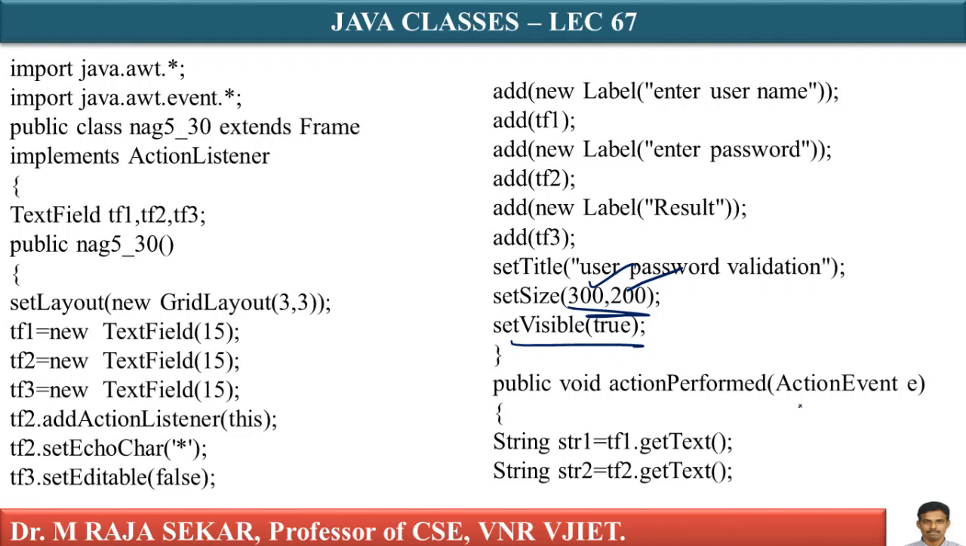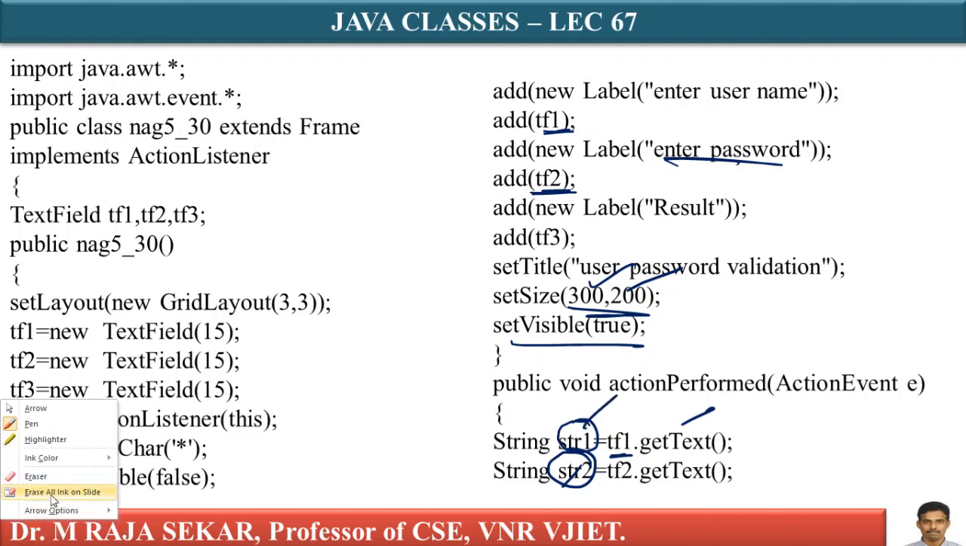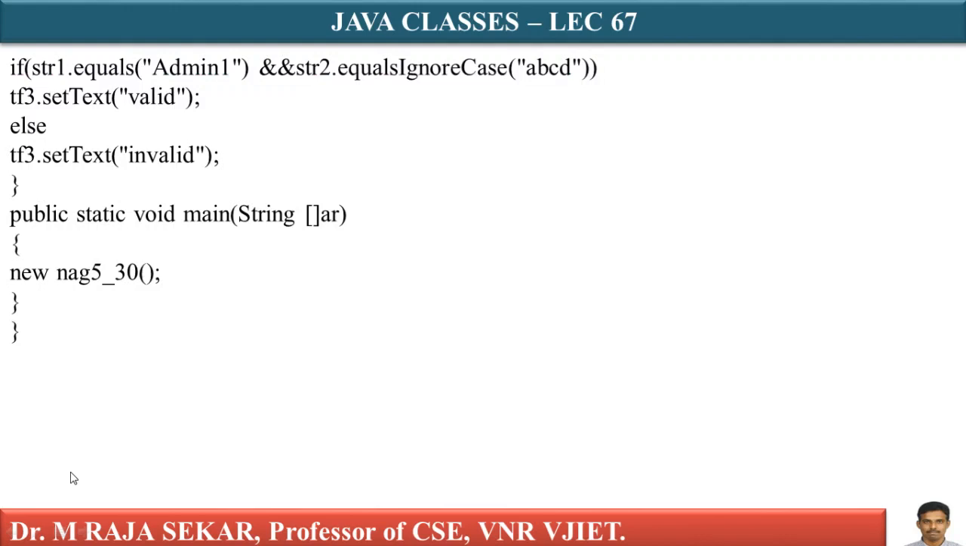Public void actionPerformed. String str1 equal to tf1.getText. What is the meaning of tf1.getText? What is my tf1? It is related to username, isn't it? Whatever username I enter, that will get stored in str1. tf2.getText. What is my tf2? It is related to password. Whatever text you enter in tf2, that password will get stored in str2. In str1 you have the username, in str2 you have the password.